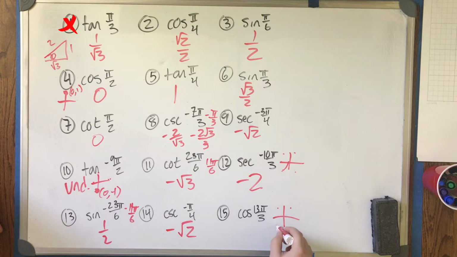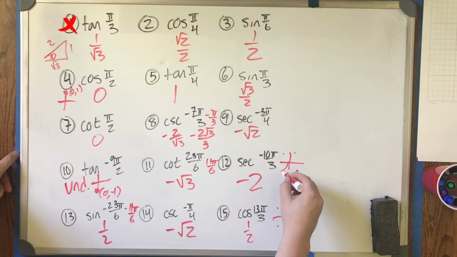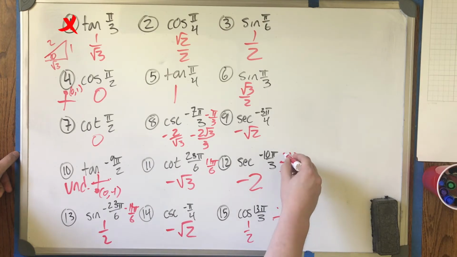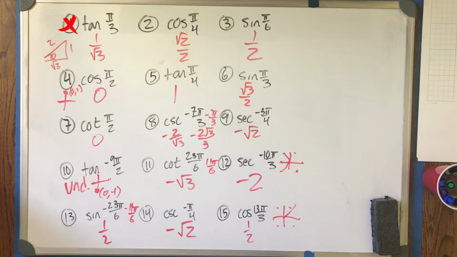1, 2, 3, 4, 5, 6, 7, 8, 9, 10, 11, 12, 13. Alright, so this one would be 1/2. And my guess is I did this one wrong, actually, because I don't think I went negative. 1, 2, 3, 4, 5, 6, 7, 8, 9, 10. Well, I got lucky. That is actually negative 2, but it's actually in quadrant 2, not 3.